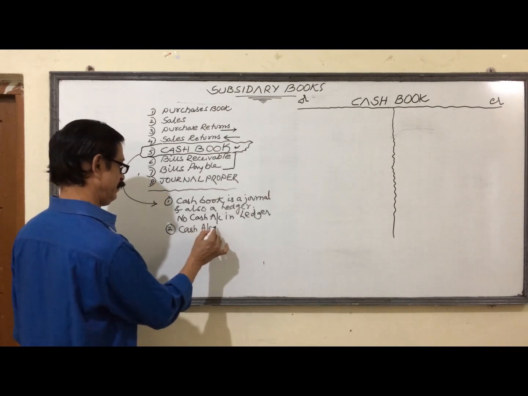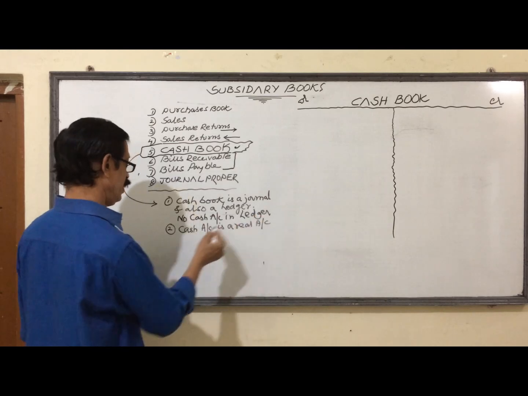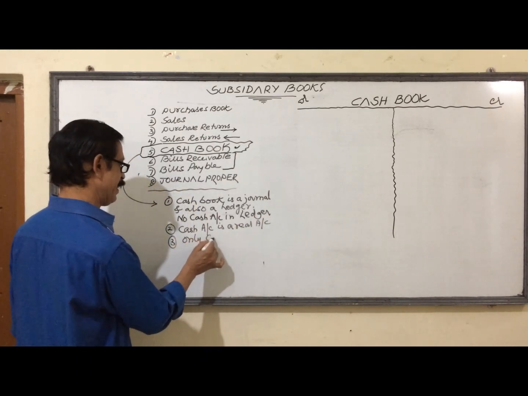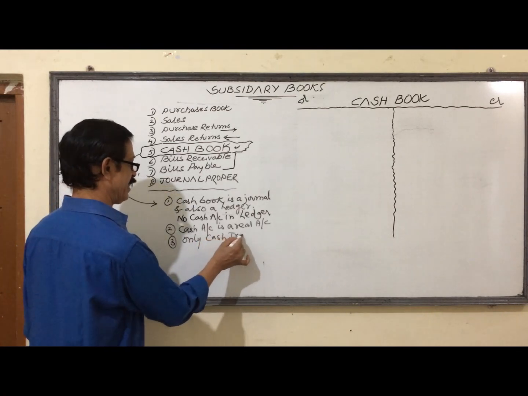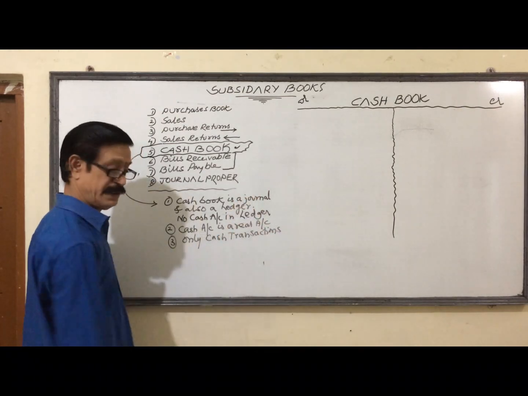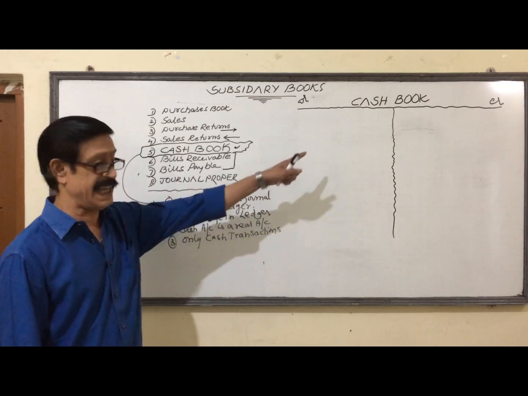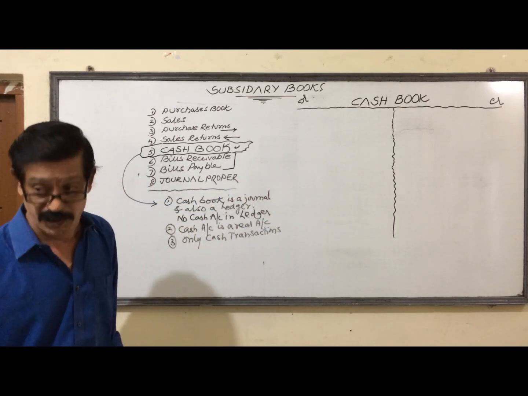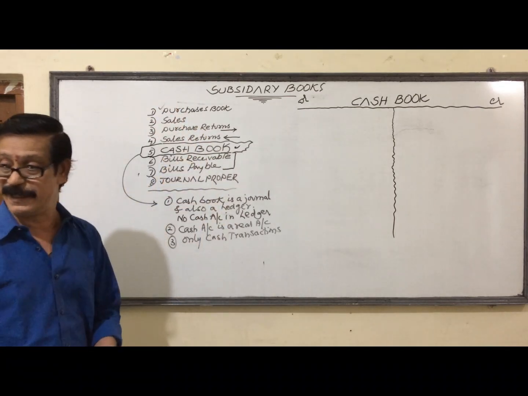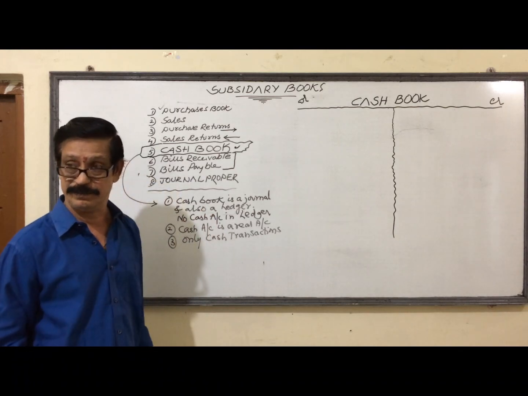Cash account is a real account. Only cash transactions are recorded. Suppose you purchase goods on cash, it is recorded in the cash book. You purchase goods on credit basis, it is recorded in the purchase book. Understand? Only cash transactions are recorded.